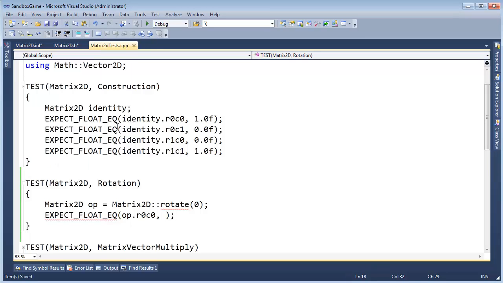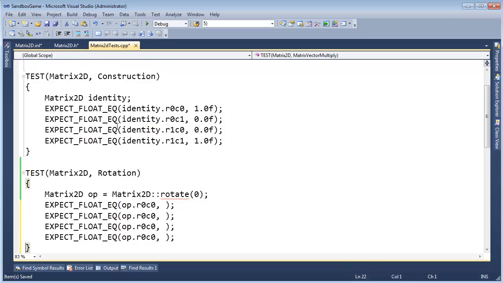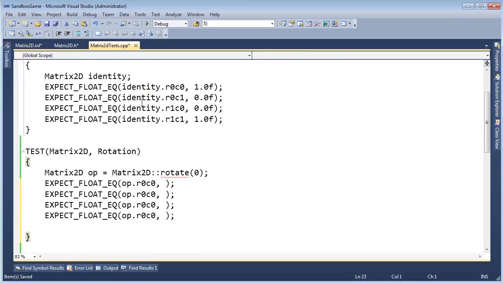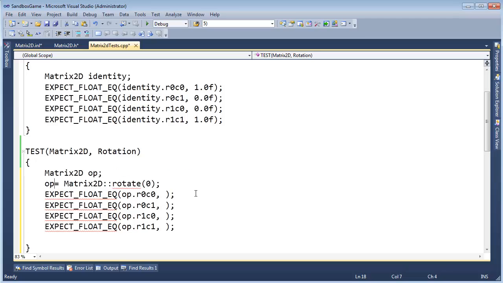Let's just do that for now. Save, Control L, Control V, V, V, V, because I need to do all 4 values. Row 0, column 0, row 0, column 1, row 1, column 0, row 1, column 1, like so. And then we'll work out these values out here. So to be consistent, let's do op like that. And now I can copy this.